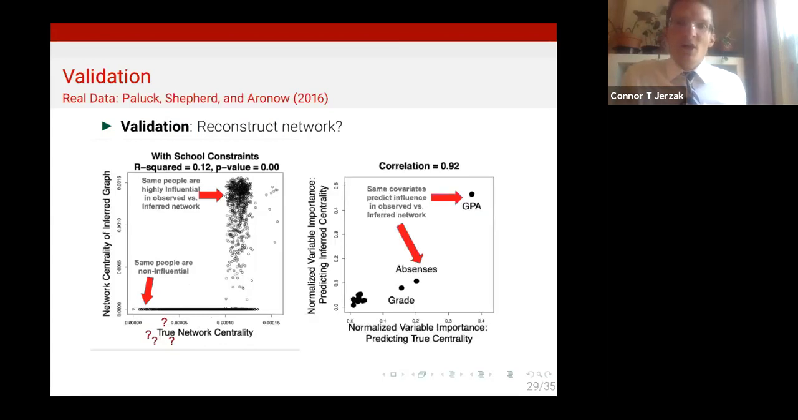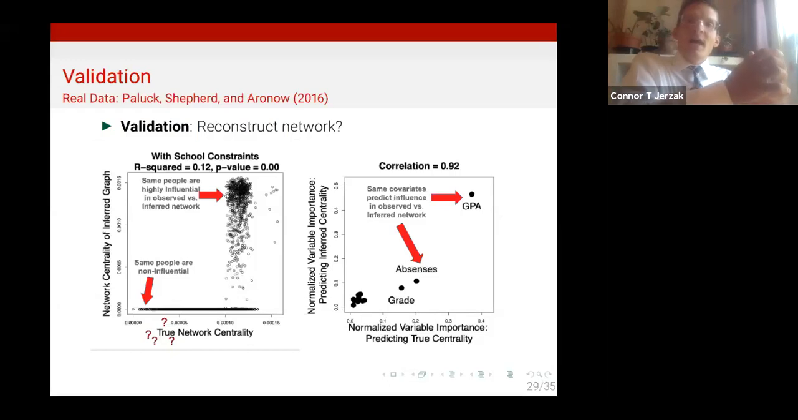We can also ask whether the same sorts of covariates predict influence, or predict network centrality, in the two cases. So in this right panel, we're going to take the network centrality measure from the observed network, find the things that predict it, and place that on the x-axis. And we're going to do the same thing for the network centrality measure using the inferred network.